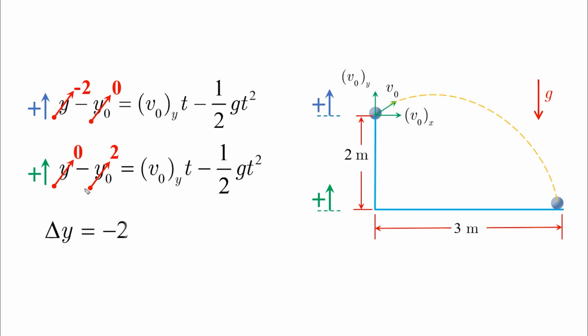And in both cases, the left-hand side of the equation does not change. It's always delta y equals -2. Why? Because the projectile's net displacement is 2 meters in the negative direction, regardless of where you put your datum. And as for delta x, it is plus 3 meters, since right direction is our default positive assumption.